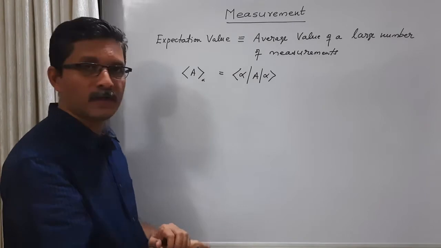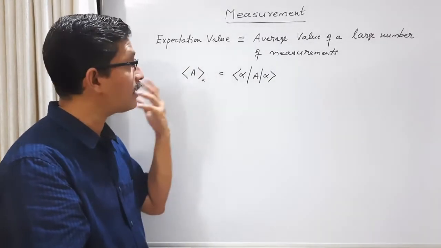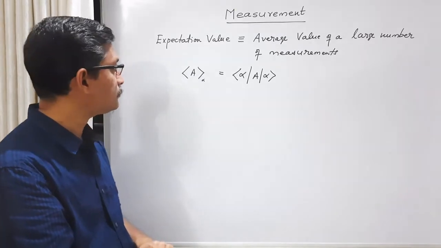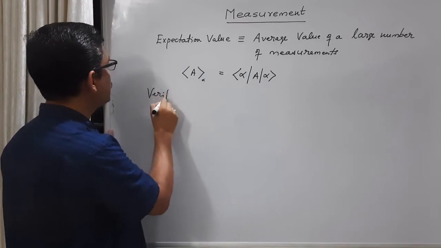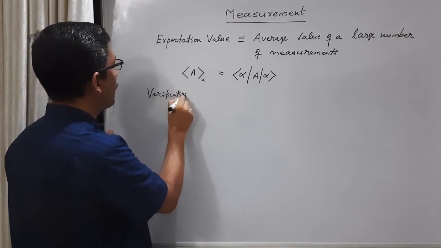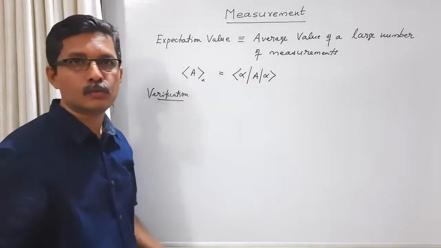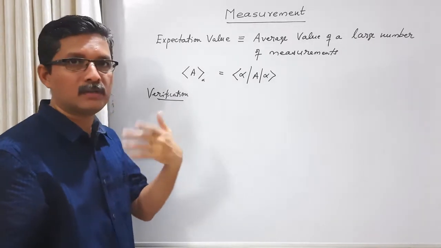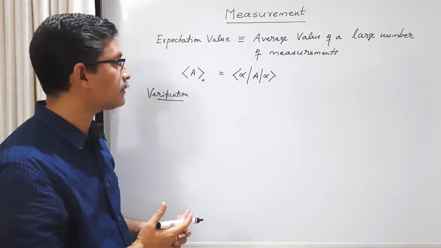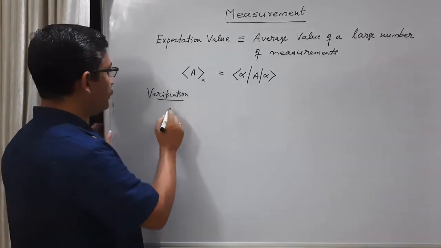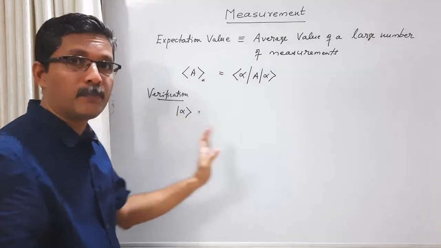So let's try to verify whether this definition of expectation value makes any sense, or whether it's actually the average of a large number of measurements. So we are going to verify that. So let's say verification. I will show this in two different ways. First, let us take the longer route, and then finally I will show the easiest way to get that result.